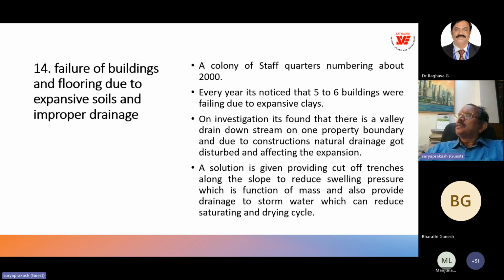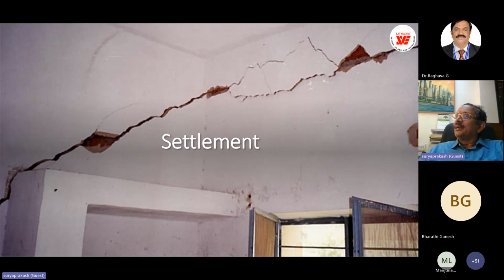These are all ground plus one buildings, about 2,000 quarters for a defense project, in which the soil was entirely expansive clay. Every year they found that 5 to 6 buildings were failing. This is the kind of damage that occurred to the building's walls. The buildings are literally getting lifted and the flooring is getting lifted, and they are dismantling these buildings because they find it difficult to restore.